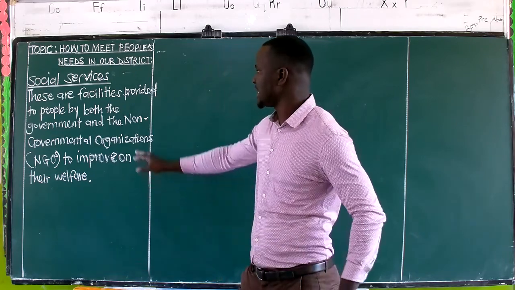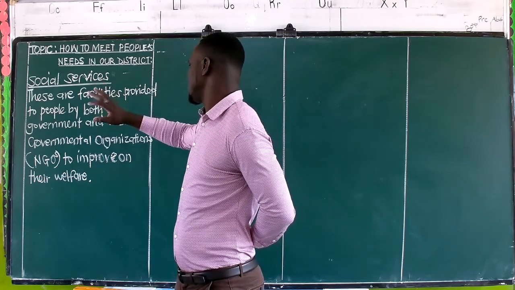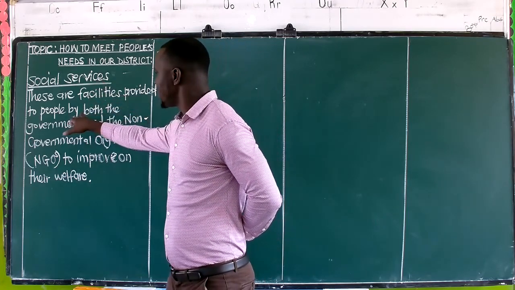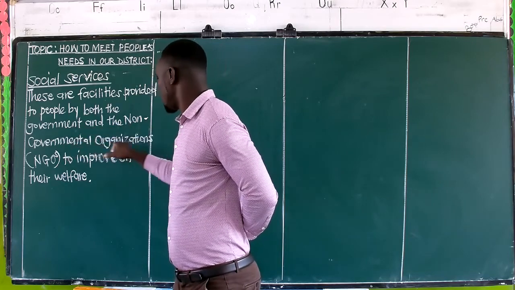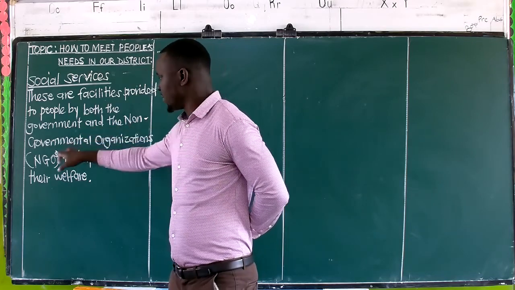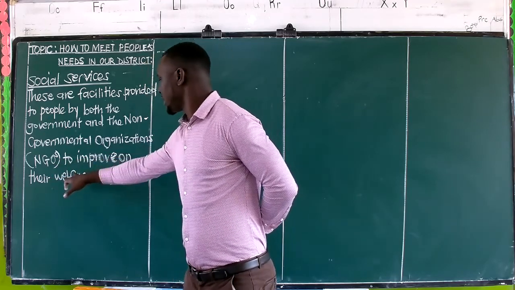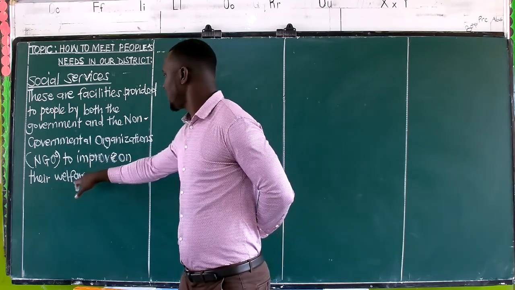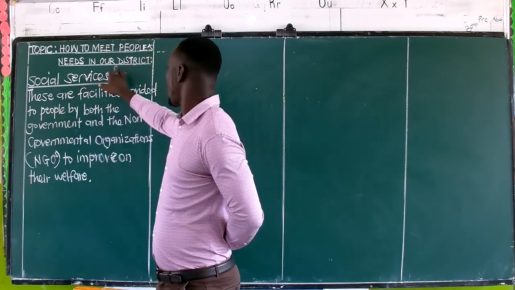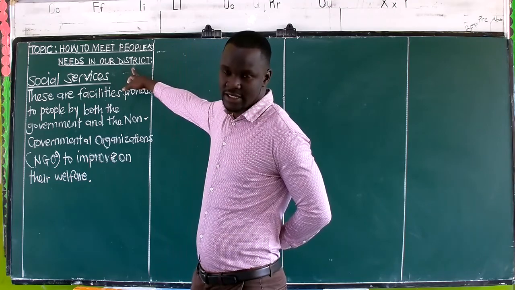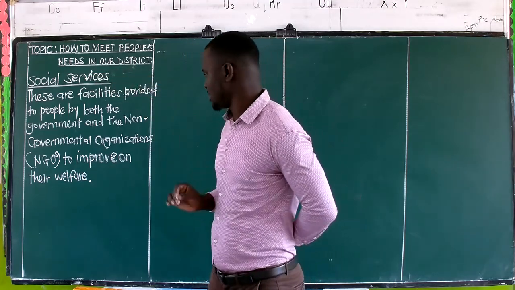That's why we are saying these are the services. In case you can't say facilities, you can still say these are the services provided by both the government and the non-governmental organizations. They are the ones we have called NGOs to improve on their welfare. Whose welfare? The one of the people. And remember, we are talking about the people who are in our district. Just to remind you once again, in P4 we talk about our district.